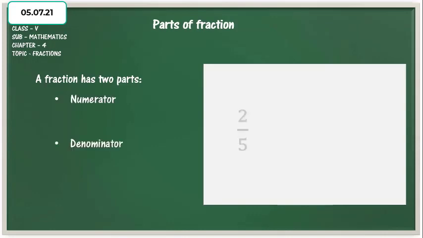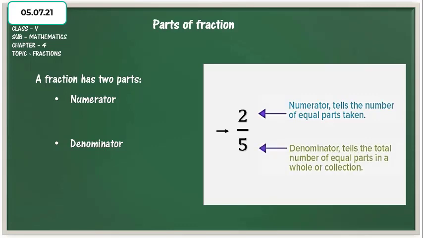Parts of a fraction. A fraction has two parts, numerator and denominator. The numerator and denominator are separated by a dividing line, that is n upon d, where n is equal to numerator and d is equal to denominator. For example, 2/5. Here 2 and 5 are separated by a dividing line. 2 is the numerator and 5 is the denominator. Numerator gives the idea of the part chosen, while denominator gives the idea of the total parts.